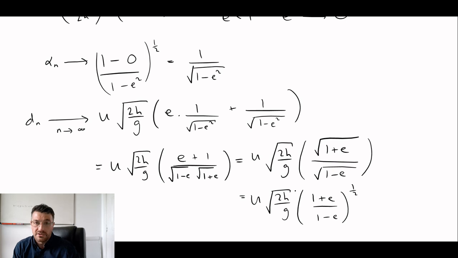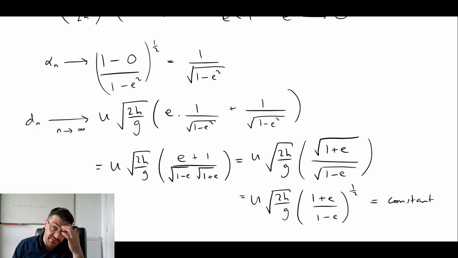Well, these are all constants in here. u is a constant, h is a constant, same height for the stairs, g is constant, e is constant. So this is equal to a constant. So in other words, d_n becomes effectively constant as n approaches infinity. It gets closer and closer to this particular constant.